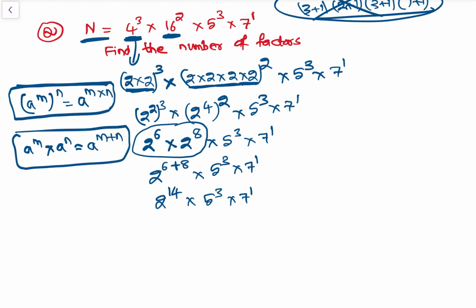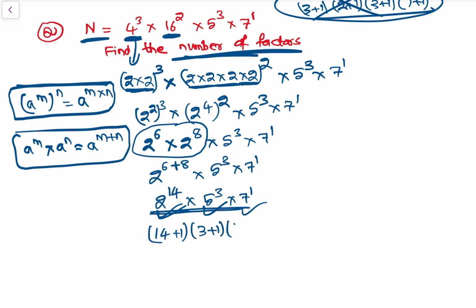Now we need to get the number of factors. So we got all prime numbers: 2 is a prime number, 5 is a prime number and 7 is a prime number. So the number of factors is 14 plus 1 into 3 plus 1 into 1 plus 1. That is 15 into 4 into 2. 15 4s are 60, 60 2s are 120. So 120 is the answer. The number of factors is 120.